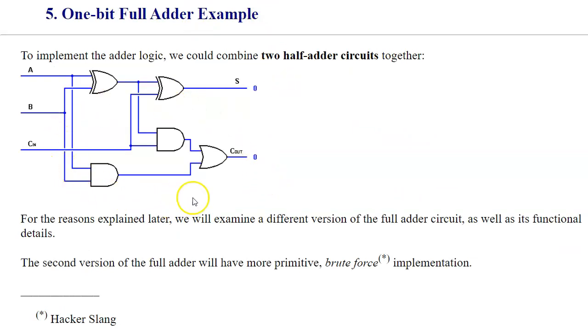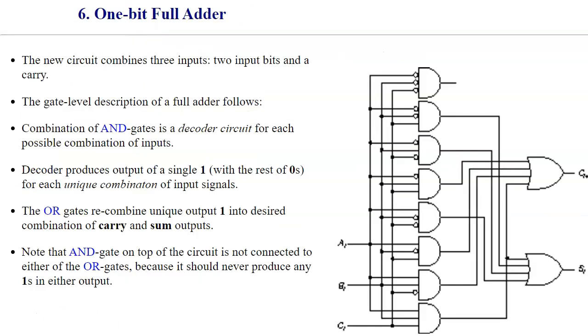This circuit implements a full adder example that we had on the previous page, and it's perhaps an efficient way of doing this. However, we're going to attempt to use a more primitive approach, which will look more like a decoder of these three potential inputs to our full adder. So this is the version of the circuit which makes it a different implementation.